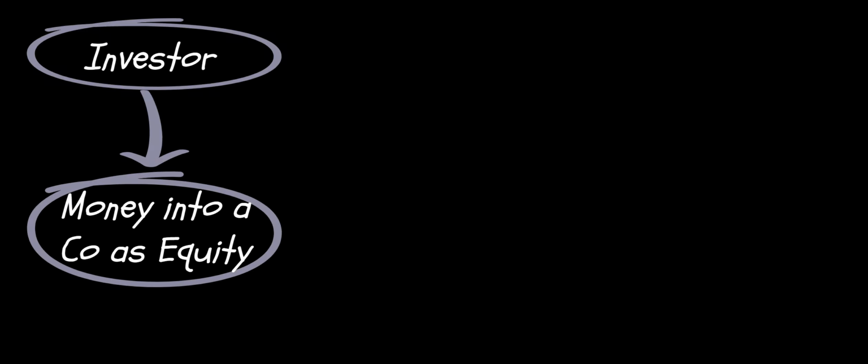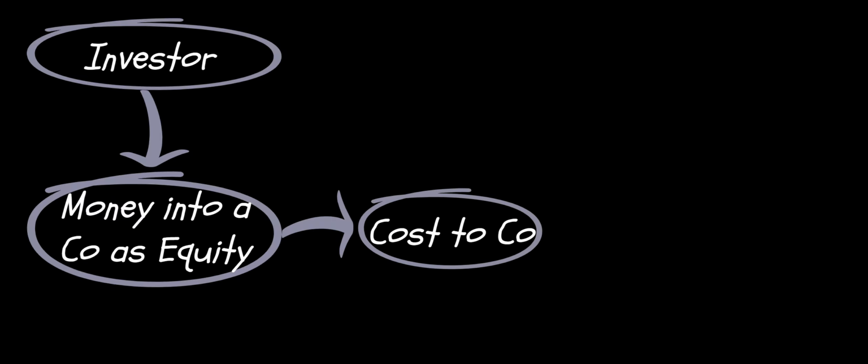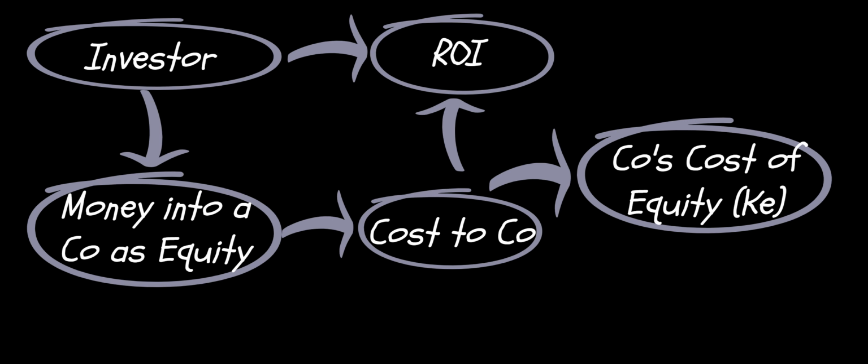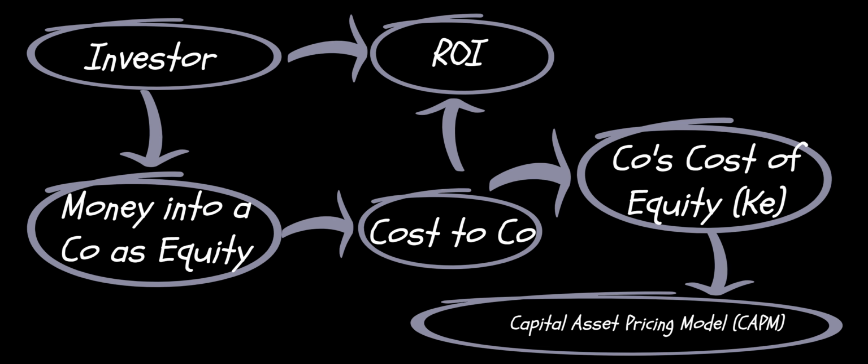An investor invests money into a company because they expect a return. That expected return is a cost to the company because the company must deliver it, and a return on investment for the investor. And since the investor has invested through equity, this becomes the company's cost of equity, which is denoted as KE. To measure this cost of equity, we use a model called capital asset pricing model, and it is widely known as CAPM.